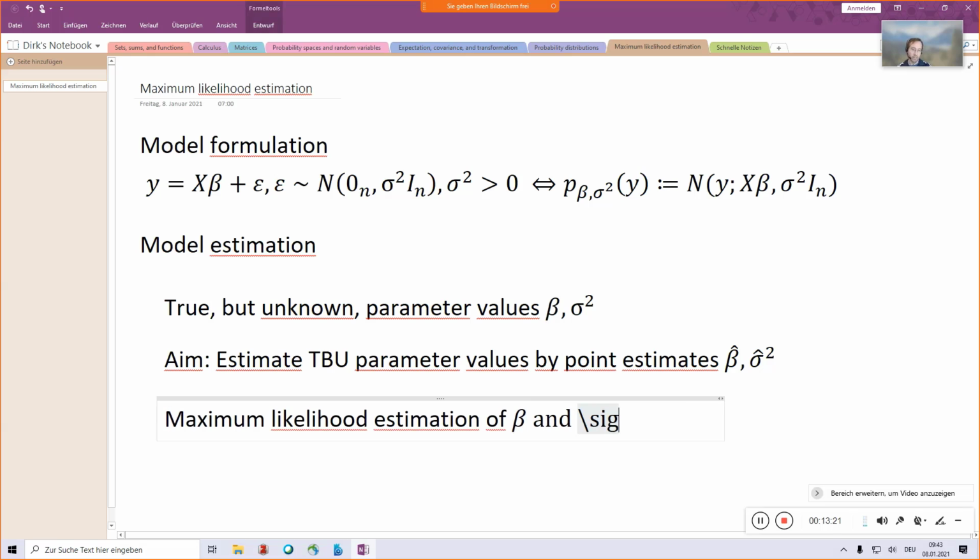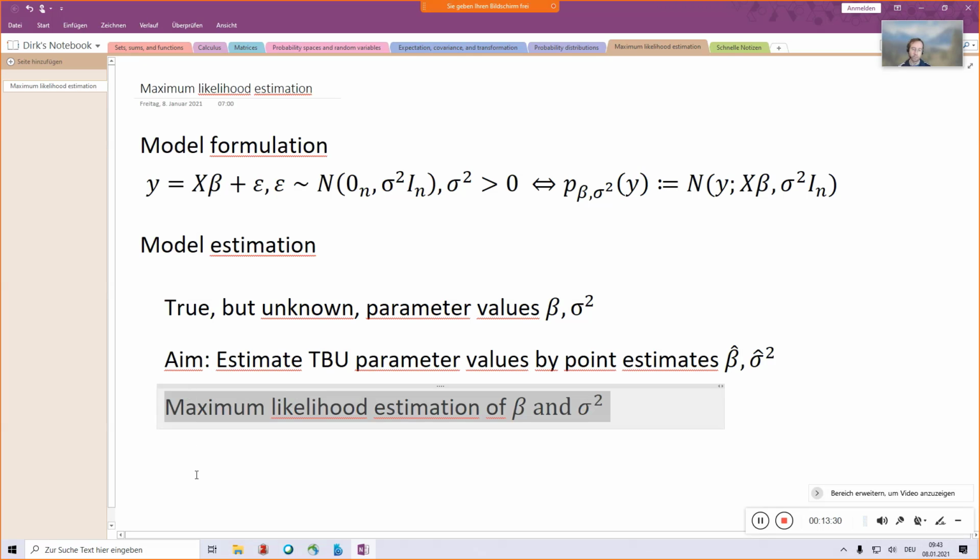And once we have estimated these parameters, we can of course do something with them. For example, looking at the distribution of these parameter estimators, or looking at the distribution of functions of these parameter estimators, such as t statistics or f statistics. But first we need to actually figure out estimators for these parameters. And we will be guided by this idea of maximum likelihood estimation. Questions so far?